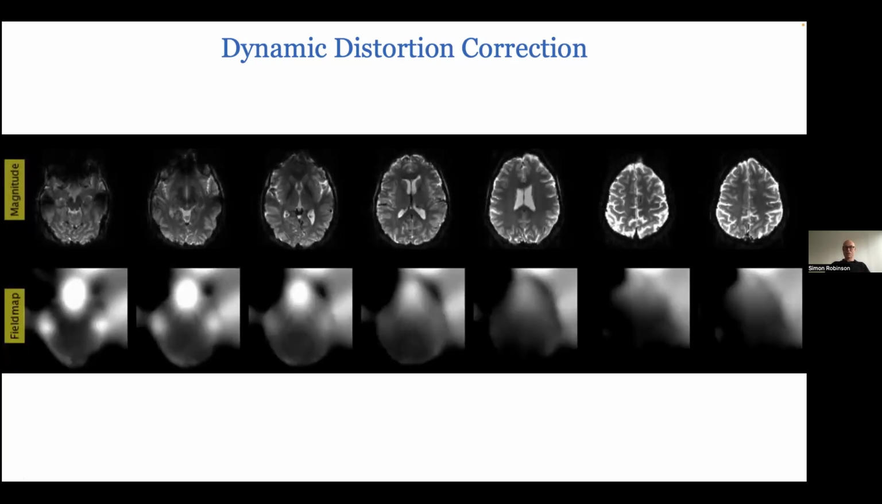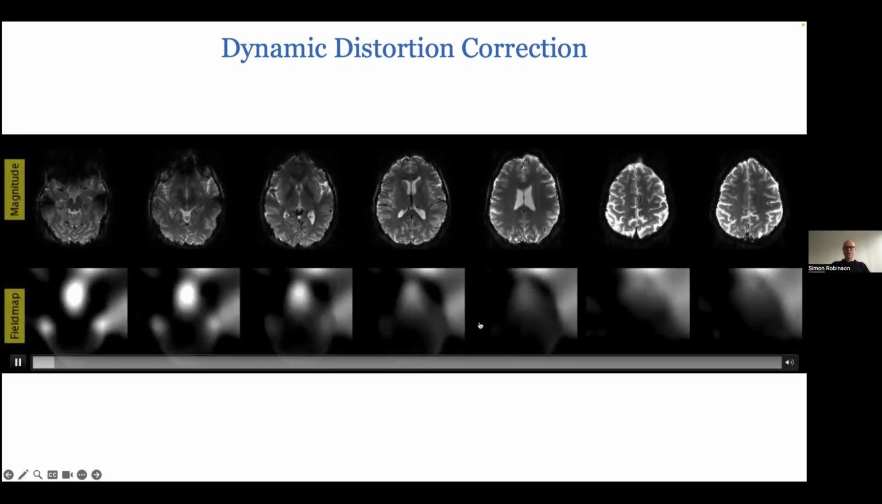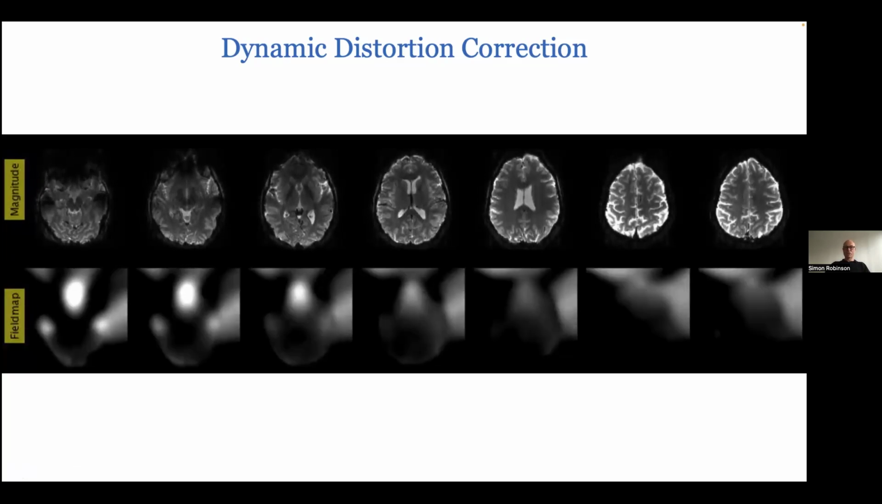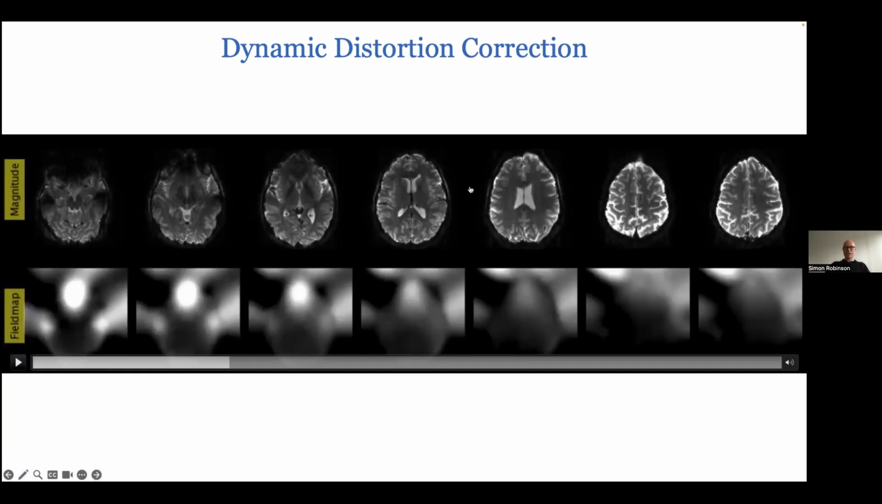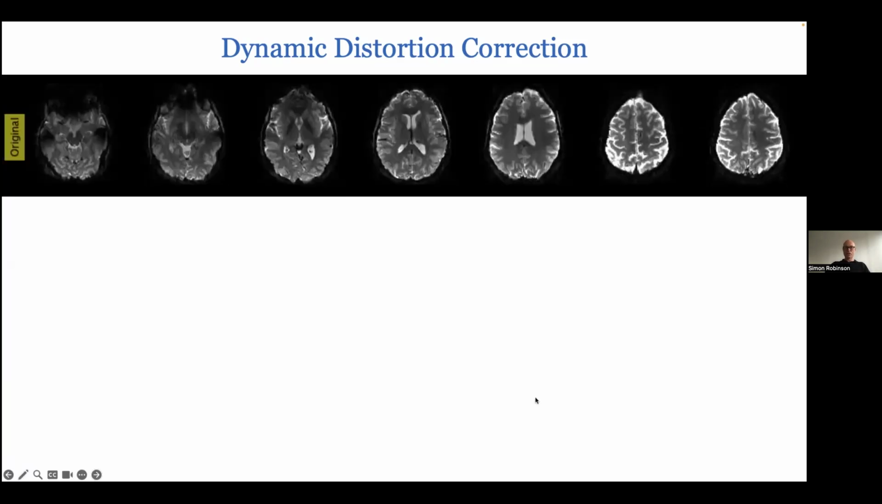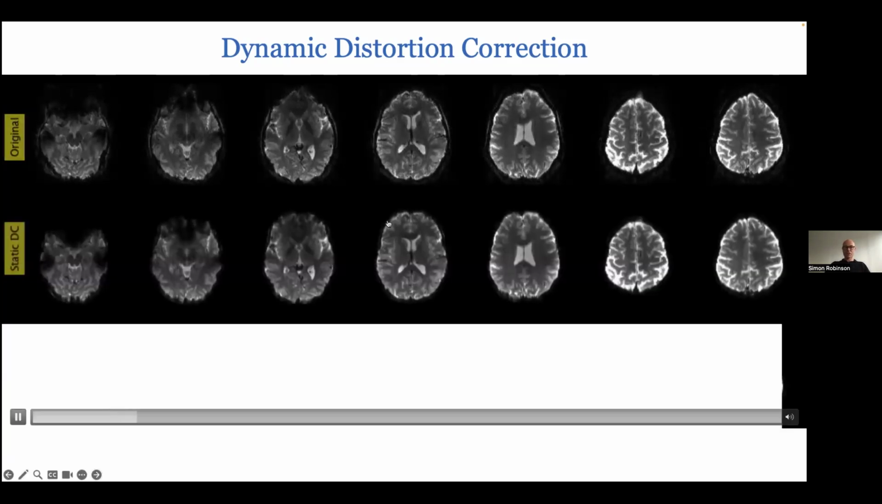So you can see the time series of field maps here, and their fluctuation in this task. And then I'm going to show you a comparison with the static field map correction here. So we've got the original data, and then we've got the static correction here. And you can see the brain shape has been nicely restored, but there are still large fluctuations within the brain.